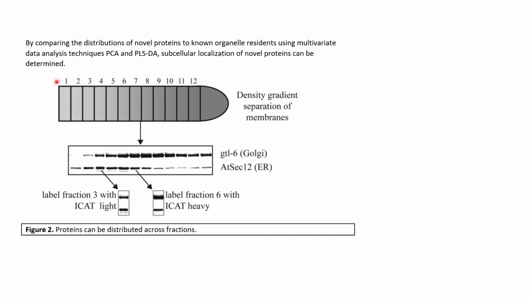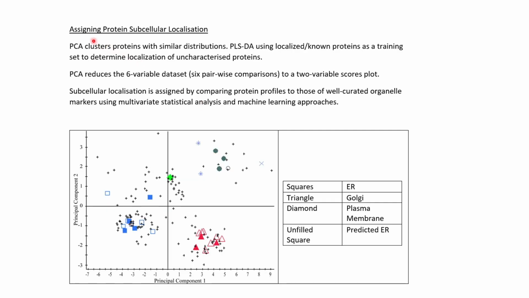So you've done this and you've done this. You have this data, you now want to assign protein subcellular localization. So you use PCA for this. And so PCA clusters proteins with similar distributions. And so if you look at this graph over here, the filled in squares correspond to ER proteins. So if you run all this data through PCA, you get this plot basically. And the triangles correspond to Golgi proteins, and this diamond over here is plasma membrane.